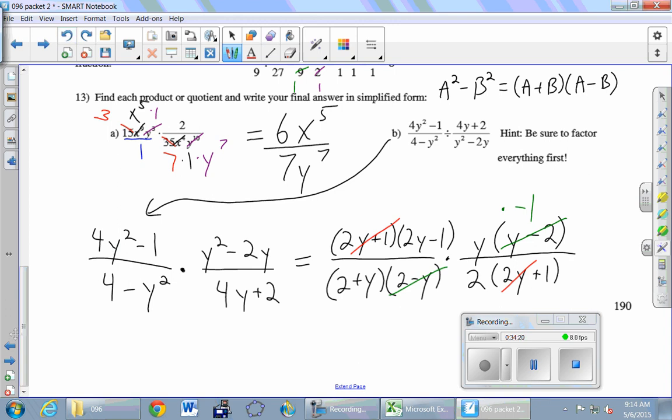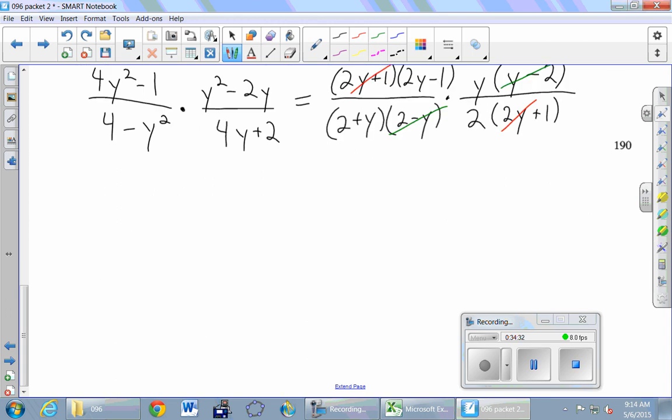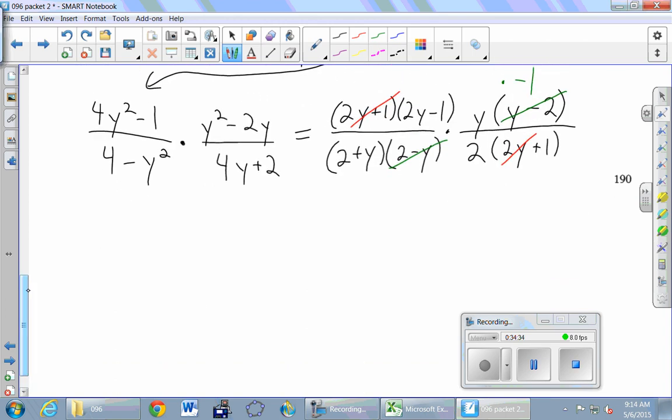Is there anything else that we can cancel? I see a 2 on top and some 2's on the bottom. No canceling? No, they don't look exactly the same as each other. So then just carefully write down our final answer. Like I said, I'm going to take that green negative 1 and just write it in the front of the entire fraction. Upstairs, what do we have?